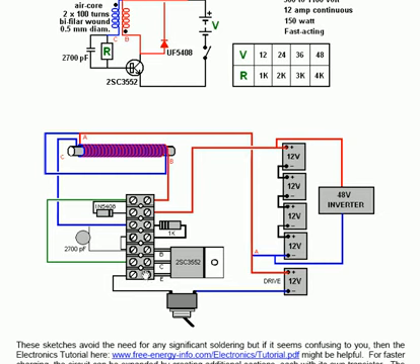This is the way that the pulsar is arranged, and the 48 volt inverter, which has a built-in on-off switch, is then connected across the 4 batteries. Generally when they're charging you have the inverter off, but that is not essential. You can actually charge the battery bank while the inverter is on, and the arrangement works out pretty well. These sketches shown here avoid any significant soldering, but if it seems confusing to you, then the electronics tutorial, which is shown at this link, might be helpful.